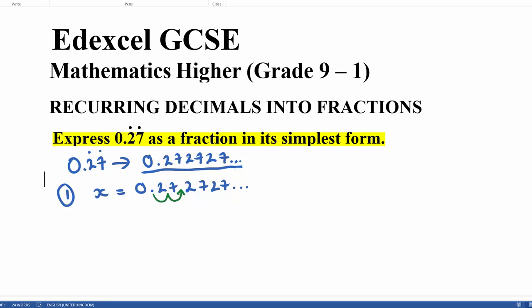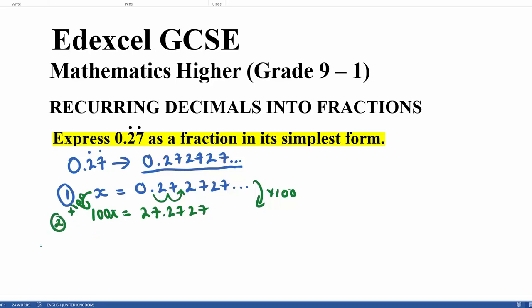Now if you recall, what you do to the right hand side of an algebraic equation, you must do to the left. So if I'm going to times this side by 100, I've got to times this side by 100 as well. Okay, so let's do that. So that's going to become 100x, and that's going to become 27.2727. Notice here now we've got 27.27 and 100x. And I'm going to call this equation 2.